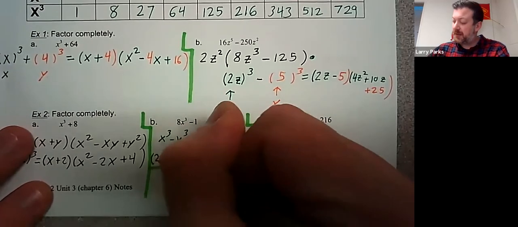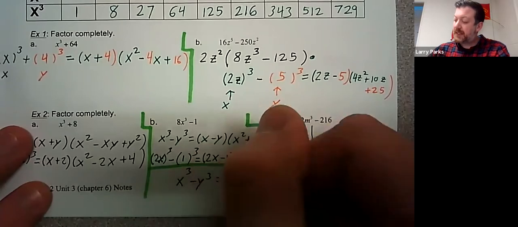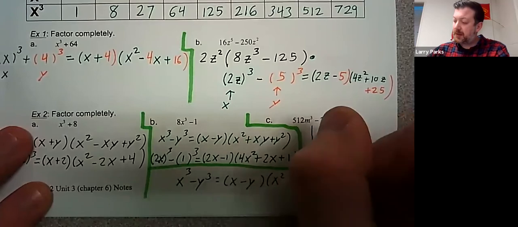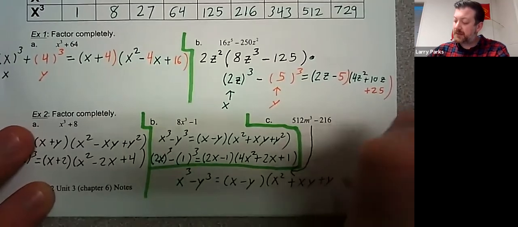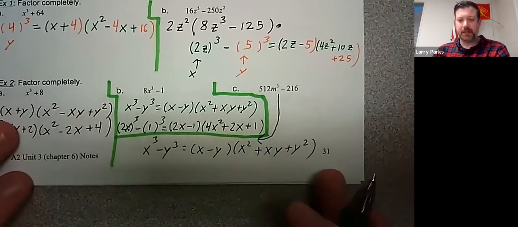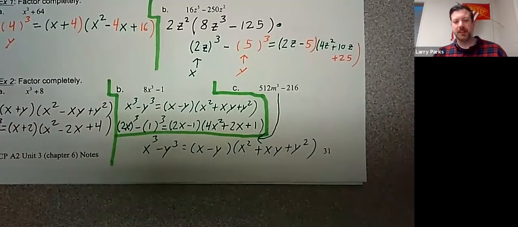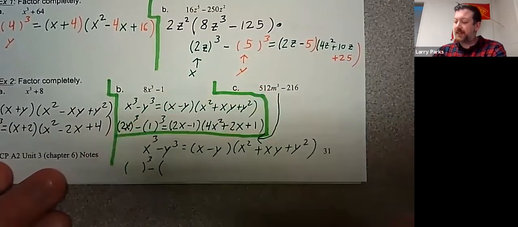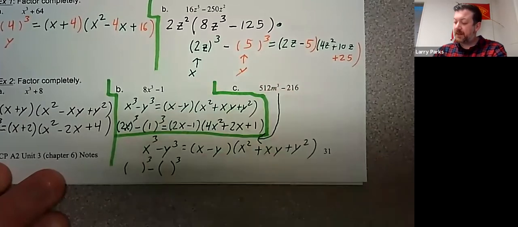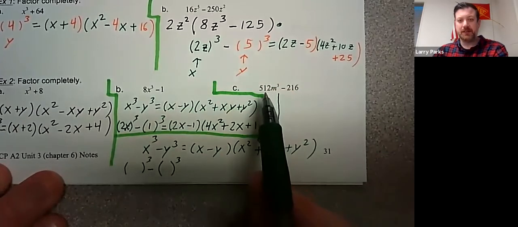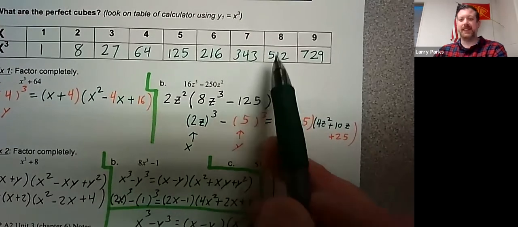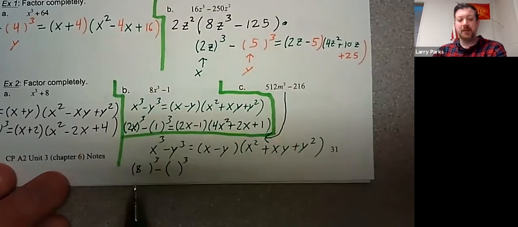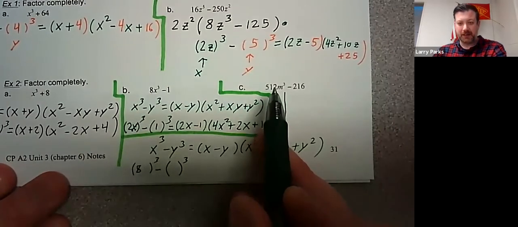So x cubed minus y cubed is equal to x minus y times x squared plus xy plus y squared. All right. So I need to write this as something to the third. I need to write that as something to the third. 512, go to my table. That's why it's there. 8 to the third is 512. So this is going to be 8 because 8 to the third is 512.